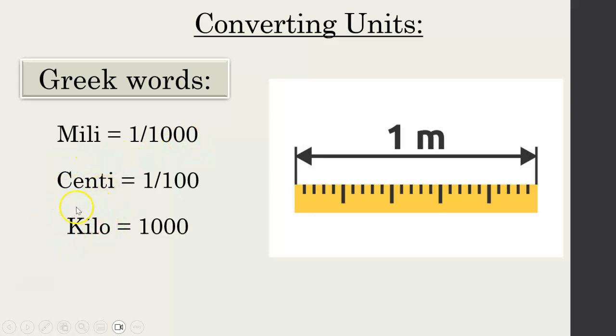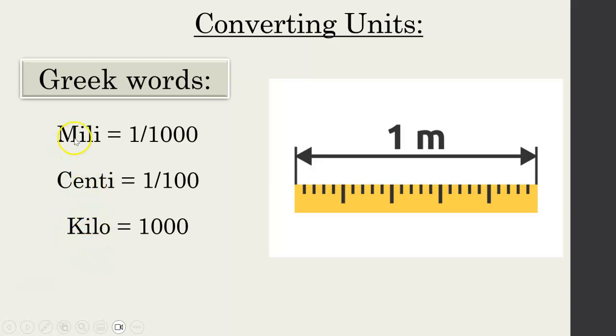Then, a much larger case: kilo is 1,000 in Greek. So a kilometer is 1,000 meters. This is the opposite. This is actually bigger than a meter. It's 1,000 of these meters stacked up together. So kilo is quite big. You might have heard it when you're going for a run. You usually talk about kilometers.